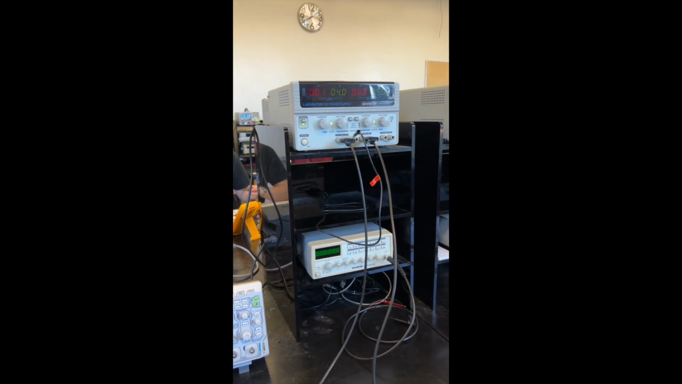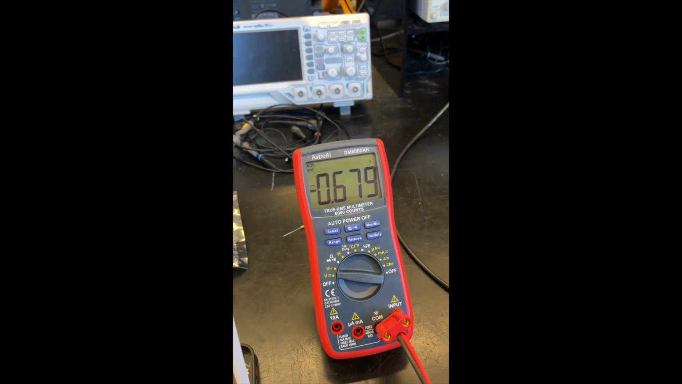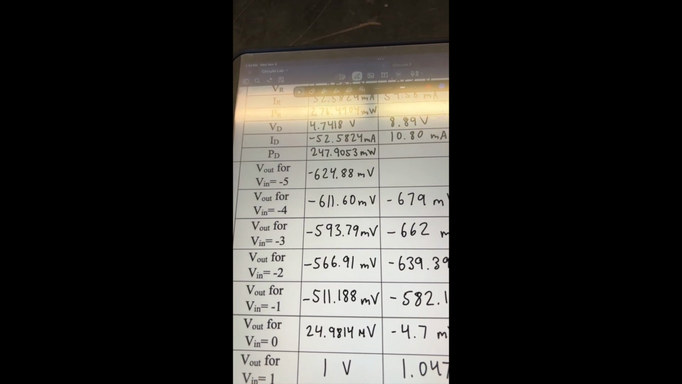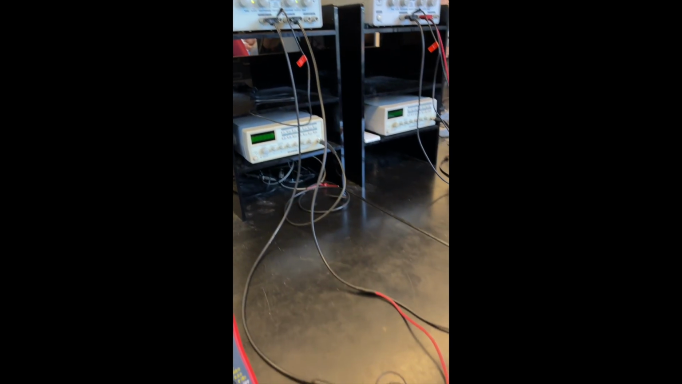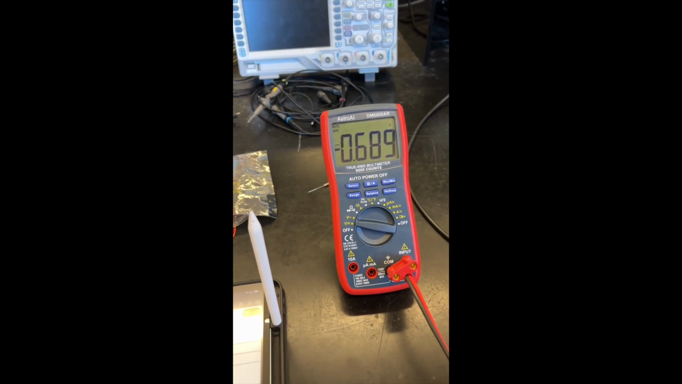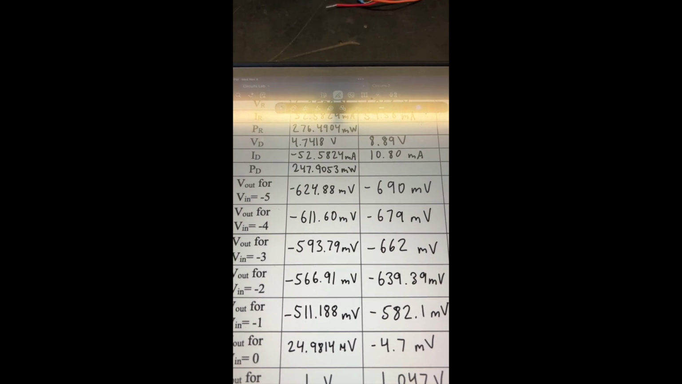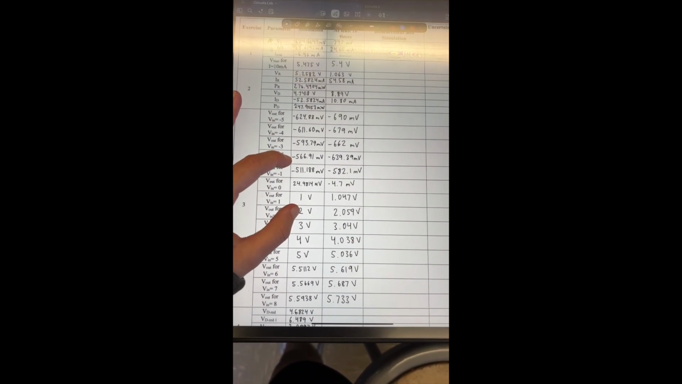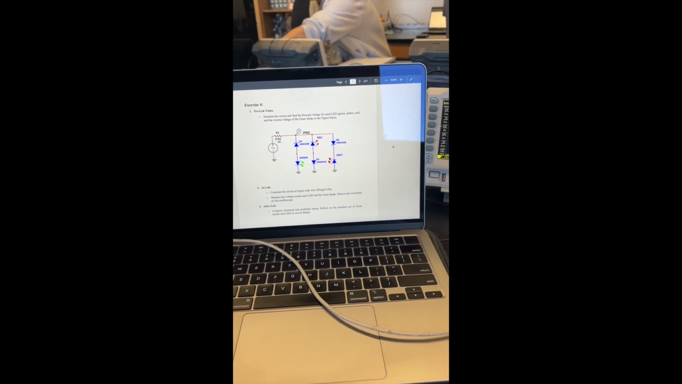Now we're looking at a VIN of negative 4 volts to our circuit, and I'm getting a V out of negative 679 millivolts. And my simulation gave me a V out of negative 611 millivolts. And now for our last value, a VIN of negative 5 volts, I'm getting a V out of negative 689 millivolts. And my simulation gave me a value of negative 624 millivolts. So these are all of my values for the DC sweep for exercise 3.